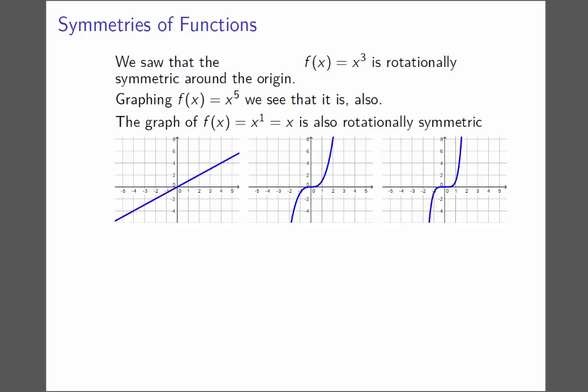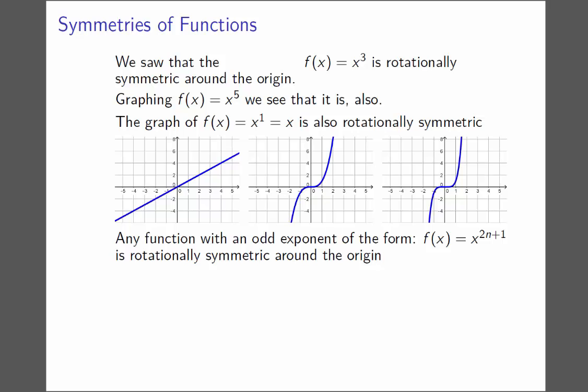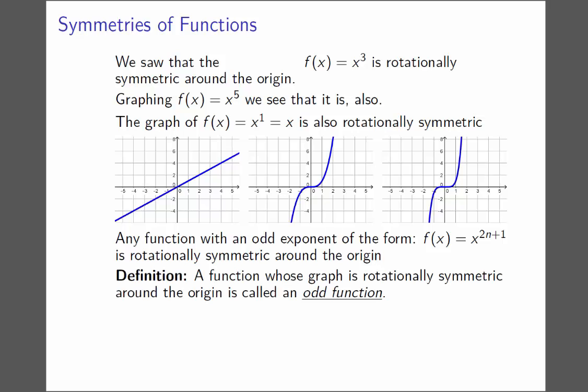In fact, the graph of f of x equals x to the first power, which is just x, is rotationally symmetric too. Notice how all of these are odd powers of x. And in fact, just like with even, any function with an odd exponent of the form f of x equals x to the 2n plus 1, where n is an integer, so that exponent is odd, is rotationally symmetric around the origin. So we define a function whose graph is rotationally symmetric around the origin as being called an odd function.